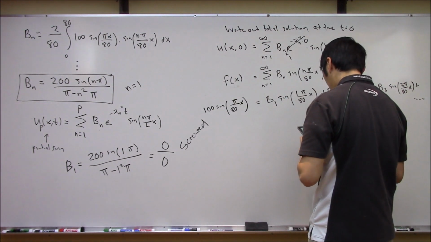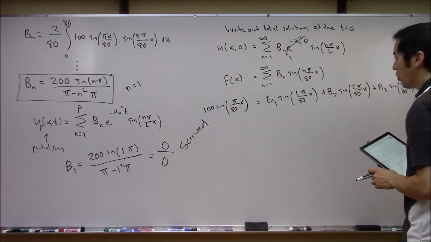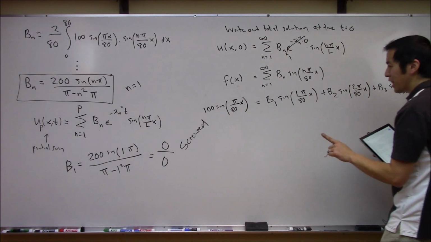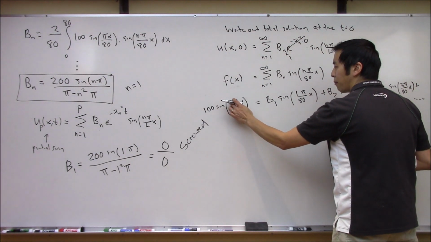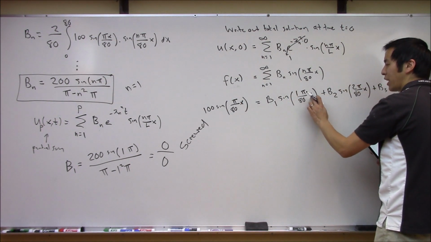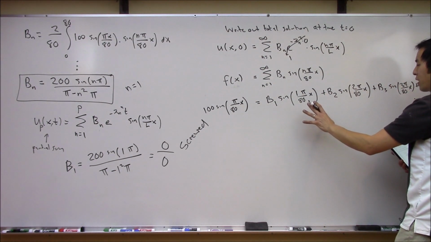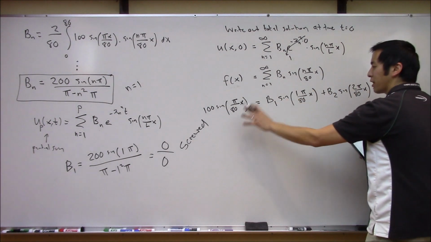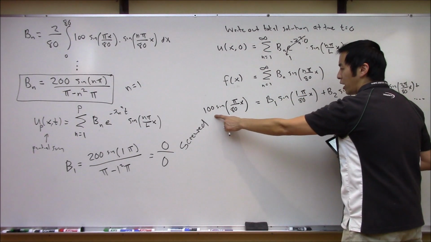I think, let me just double check. I don't want to misquote this. Yeah, right? Okay. So now, if you look at this thing, just check this out. Here's sine of pi over 80 x, sine of pi over 80 x. So if you compare the left-hand side to the right-hand side, the way to make the left-hand side equal to the right-hand side is what? B1 had better equal 100 here, right?